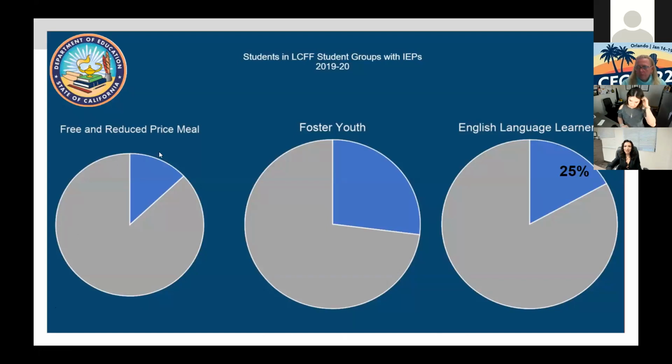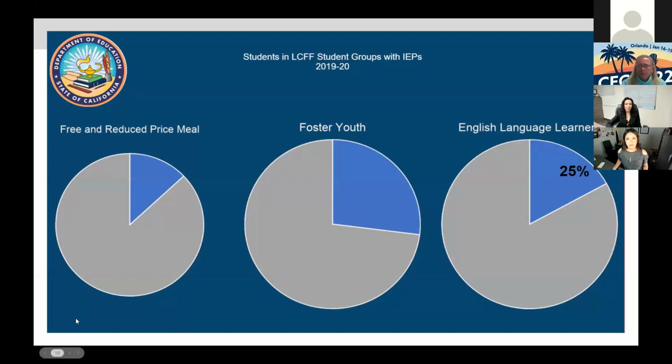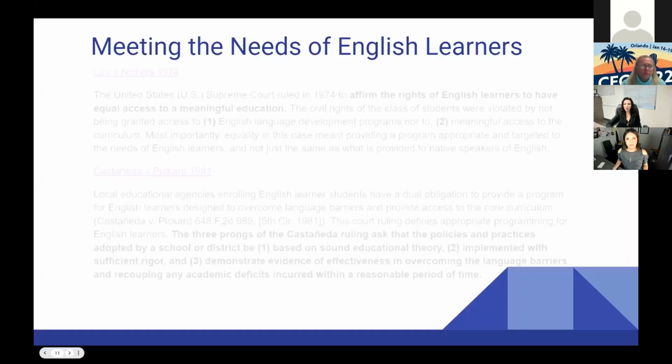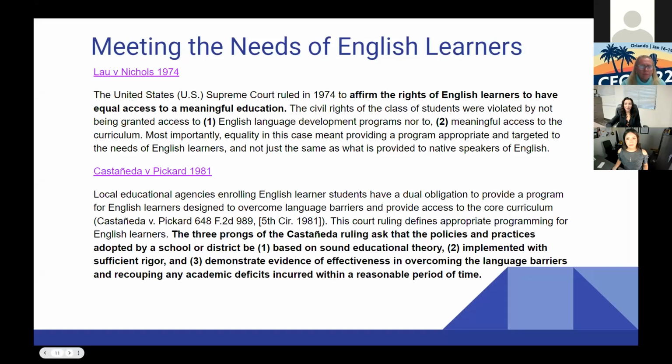When we consider the LCFF subgroups, and English learners being one of those subgroups, foster youth, and those students who are from low socioeconomic backgrounds, we have students with IEPs in this blue section in each of these pockets. So we come back for our administrators to acknowledge that as all students are general education students first, we may have students duplicated in these respective groups. For English learners, we have about 25% of English learners with IEPs in California, based on the last data of 1920.